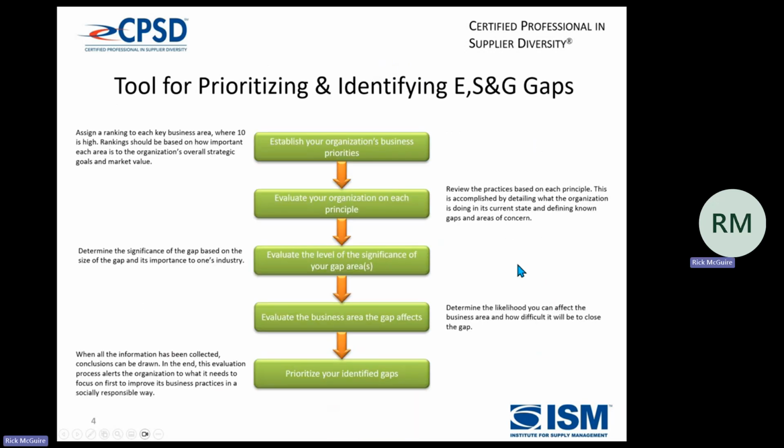The tool for prioritizing ESG gaps. So here's your process. Establish your organization's business priorities. Evaluate organization on each principle. Evaluate the significance of the gaps in your area. Evaluate the business area the gap affects. Prioritize your gaps. So assign a ranking to each key business area, 1 to 10. Review practices on each principle. Determine significance of the gap. Determine the likelihood you can affect the business area. And then when collected, conclusions can be drawn and you can prioritize your efforts.